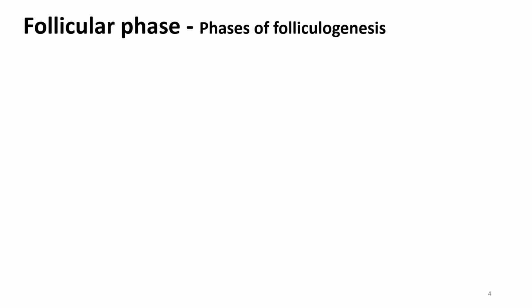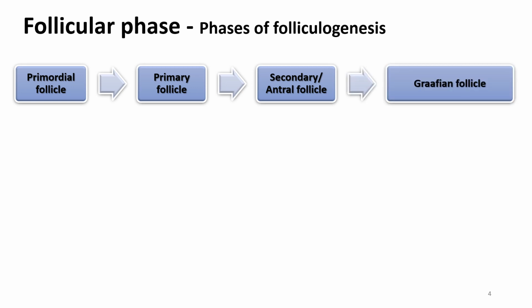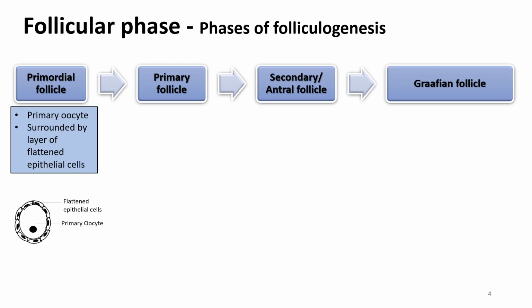In the follicular phase, about 10 to 12 primordial follicles, which are always present in the ovaries, enter into the cycle and undergo the various stages. Primordial follicles develop into the primary follicles, then further develops into the secondary or the antral follicle, and then ultimately only one of these will develop into a mature Graafian follicle. Now let us see each follicular stage in detail.